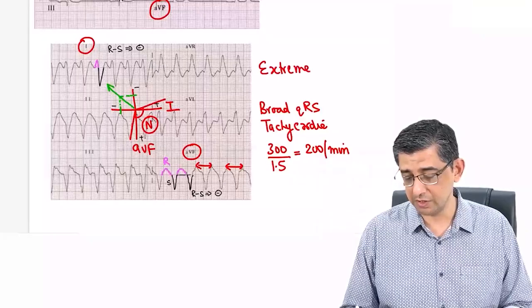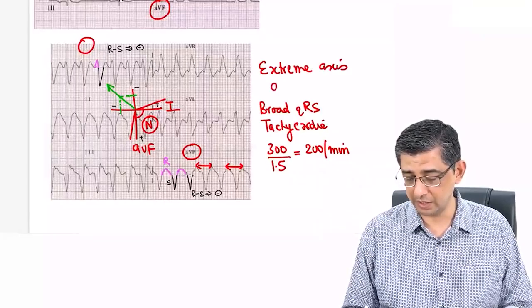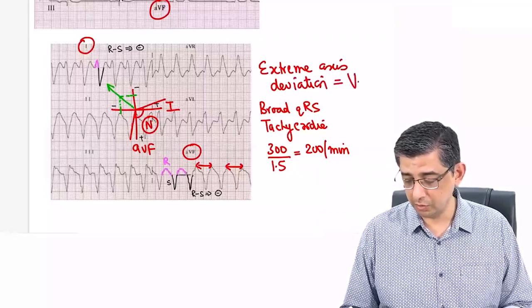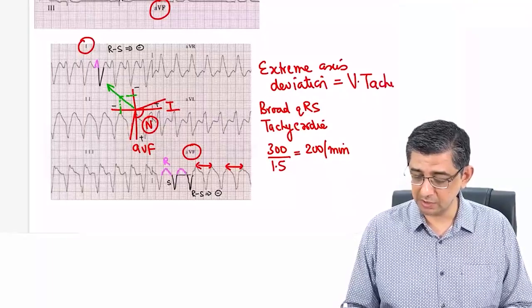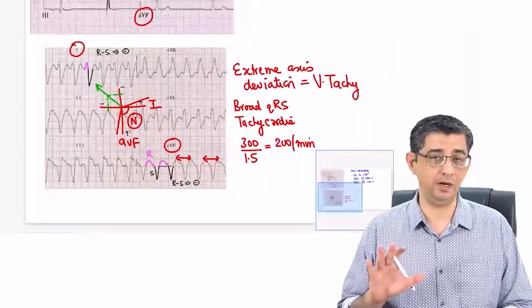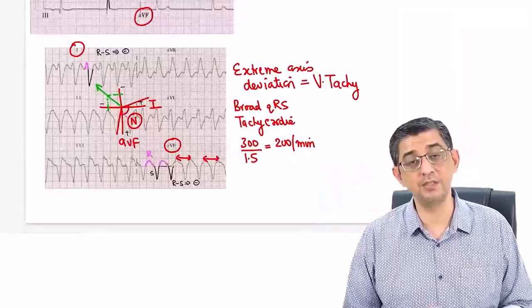Extreme axis deviation can be seen in, the answer would be, this tachyarrhythmia that I spoke about, ventricular tachycardia. At the moment, even if you don't remember that VT has extreme axis deviation, no problem. I just want you to have the capacity to have a quick look at the heart rate and then evaluate the axis within 10 seconds.